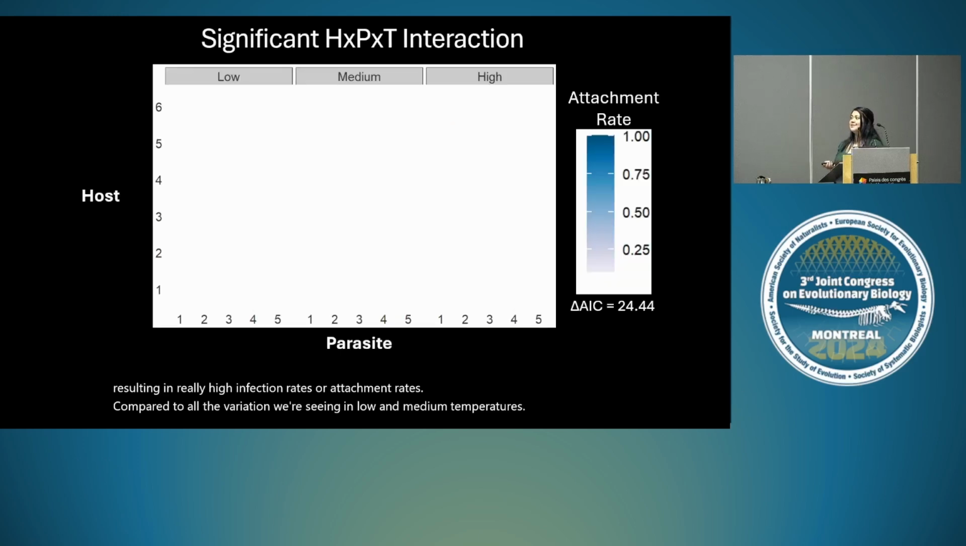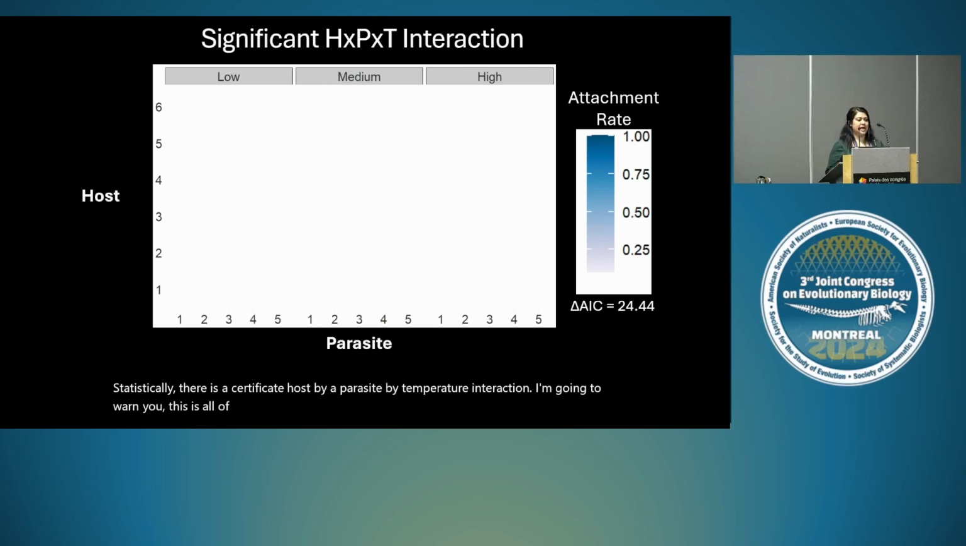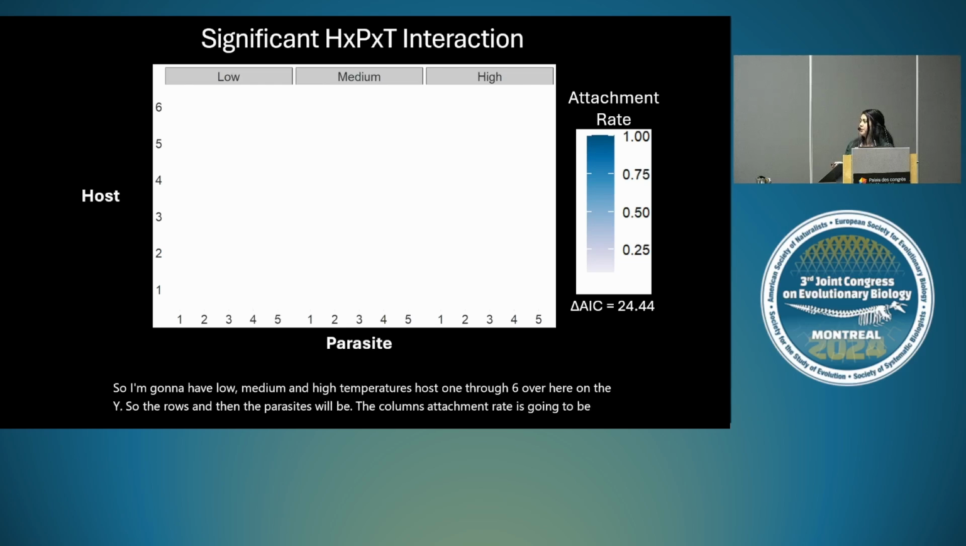Statistically, there is a significant host by parasite by temperature interaction. I'm going to warn you, this is all of the data. It's kind of hard to extrapolate anything from this graph, at least I think so. So I'm going to break it down for you, but first I want to show you the entire thing. So I'm going to have low, medium, and high temperatures, host 1 through 6 over here on the Y, so the rows, and then the parasites will be the columns. Attachment rate is going to be anywhere from light blue to dark blue, which represents low attachment rate to high attachment rate.